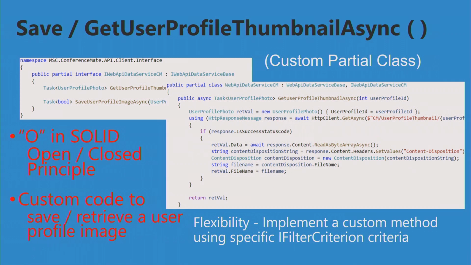Okay, cool. We talked about this being the O in SOLID, the open-closed principle, where we're uploading images to the server and downloading images from the server. These are using the same interface that was code generated. So in other words, we're extending that interface, and we're doing that through partial classes. Right? So if I change something in the database, I update my schema, I regenerate, I'm not overwriting that custom code that I wrote to upload and download images.